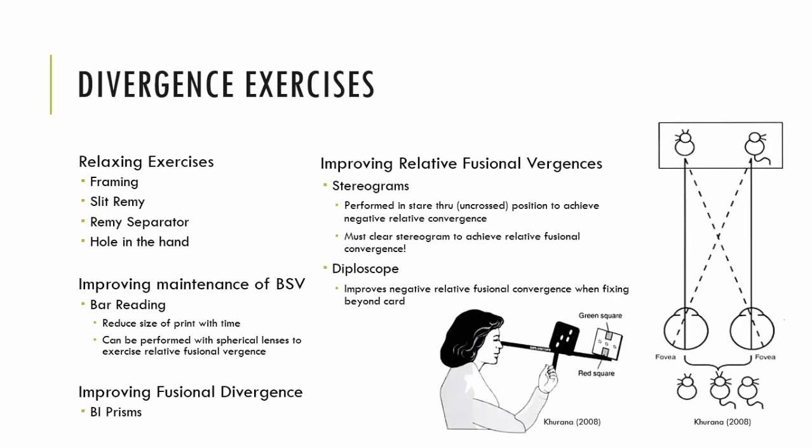So here we have a list of the various types of divergence exercises. The first list are relaxing exercises, which are the type of exercises that are good for patients post-convergence training. So say we've given a patient simple convergence exercises. Each time they perform those simple convergence exercises, they should follow it with a divergence or relaxing exercise. Framing is the simplest, which is basically looking into the distance whilst having a target at near that you appreciate with physiological diplopia.